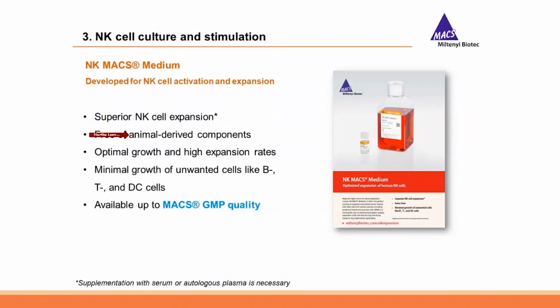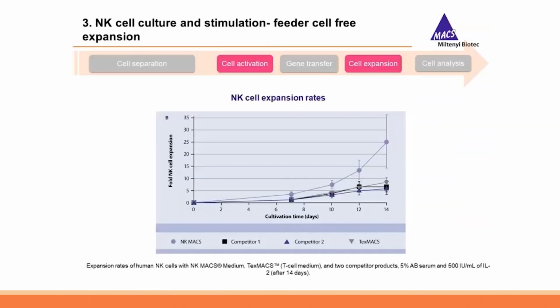It makes the optimal growth and high expansion rates of the NK cells without the expansion of the T, the D, or the B cells. And most importantly, you can do everything, or your standardizations, on research grade, and you have exactly the same formula in GMP. So it is quite useful.